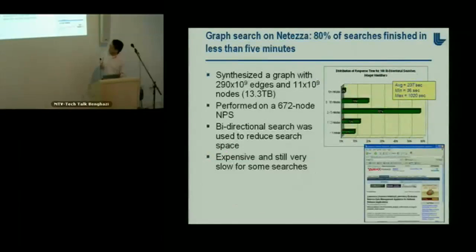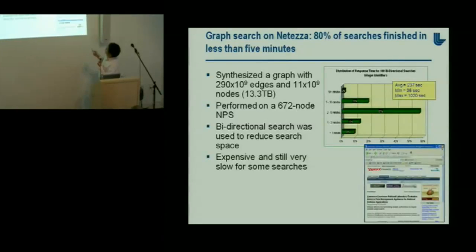The one nice thing about the relational database is you can store large data. So just to test that, we ran the SQL graph search on a synthetic graph with 300 billion edges. And on paper, this was the largest graph searched out there. I'm not sure if you guys did bigger than that. We ran it on the 672 Netezza performance server at their headquarters in Massachusetts. And these are the results.